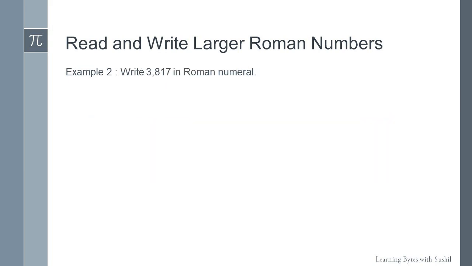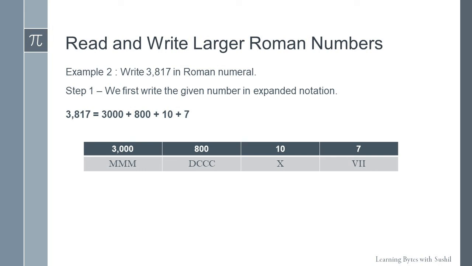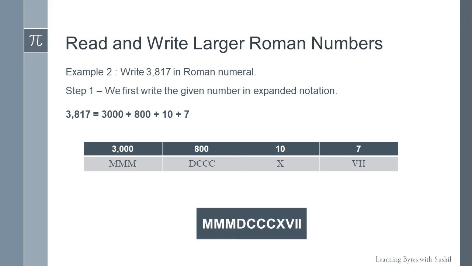Now let us take one more example. Write 3817 in Roman numeral. So remember, the best way to make a Roman number is to write the number in the expanded form. So 3817 can be written as 3000 plus 800 plus 10 plus 7. And now convert them to Roman numbers, which is MMMDCCCXVII. So wasn't that very simple? Interesting. So making Roman numbers is quite simple now, guys. I hope that you have understood how we read and write the Roman numbers.